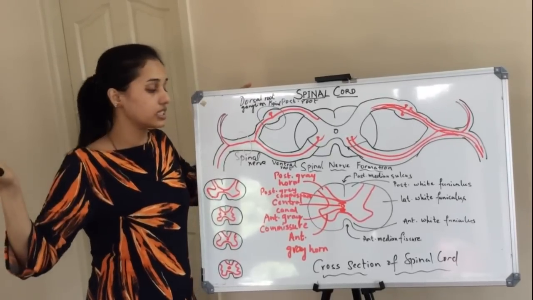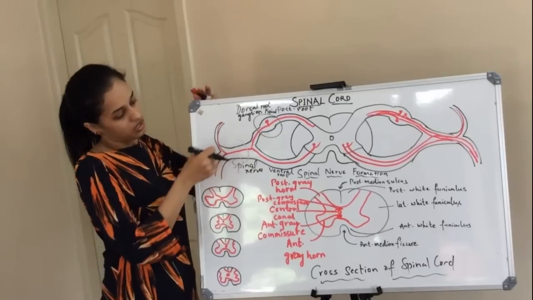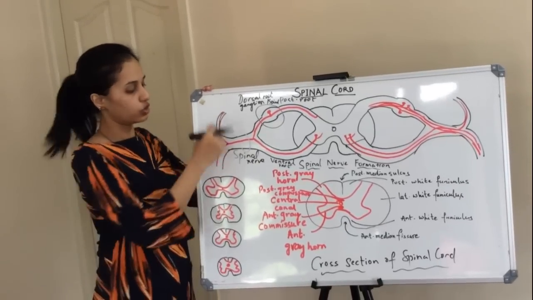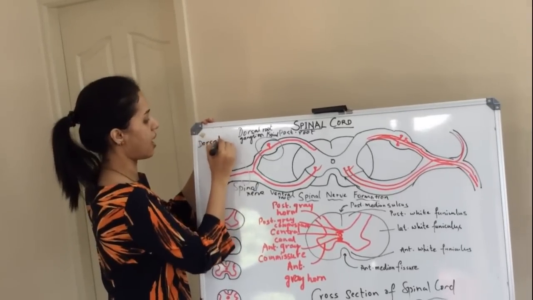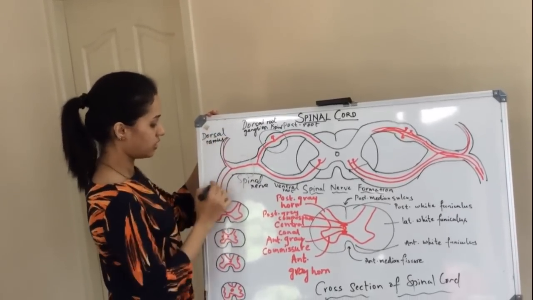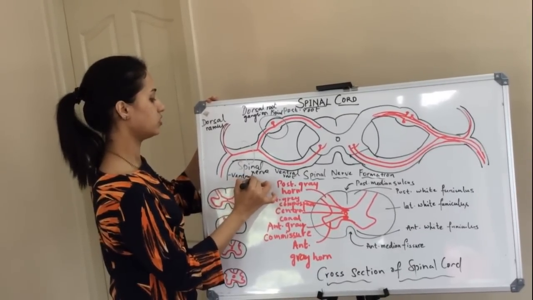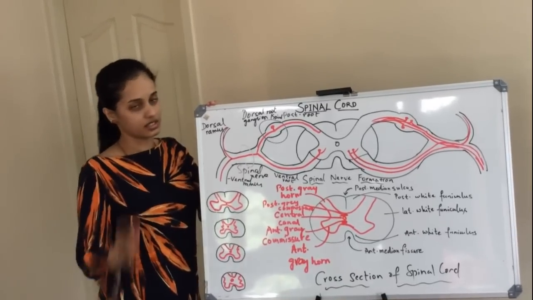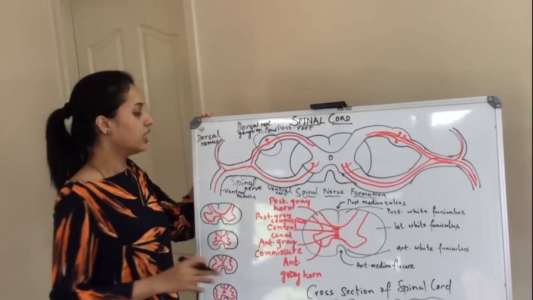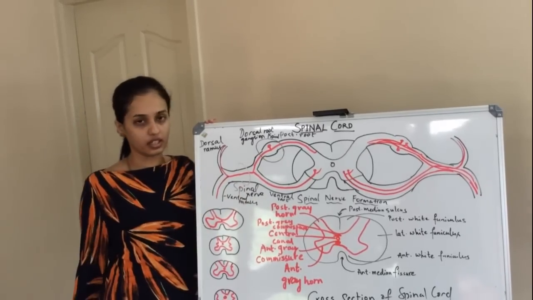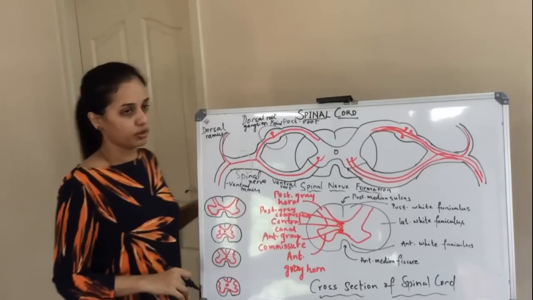Then, after exiting through the respective intervertebral foramina, the spinal nerve immediately divides into two branches. One is called the dorsal ramus. The other one is called the ventral ramus. Ramus again is singular, rami is plural. So these dorsal and ventral rami, again they are mixed, which are branches of the spinal nerve formed after exiting through the respective intervertebral foramina.